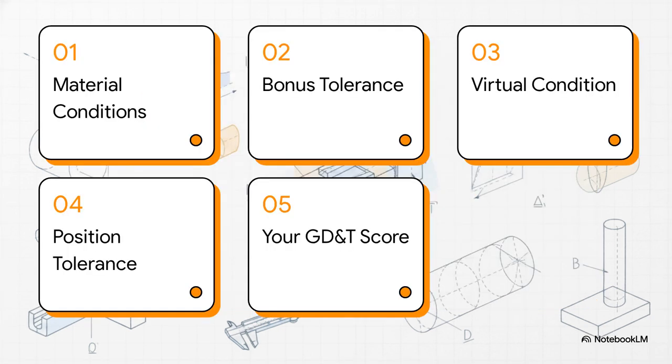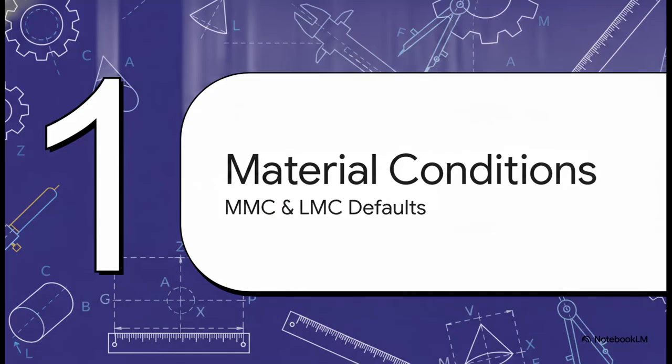So here's our agenda. 1. Material conditions, MMC and LMC. 2. Decoding bonus tolerance. 3. Navigating virtual condition. 4. Advanced position tolerance. And 5. Tallying your advanced GD&T score. I'm going to prompt you before every answer, so be ready to pause, lock in your choice, and really test your engineering judgment. Okay, Section 1, Material Conditions, MMC and LMC.